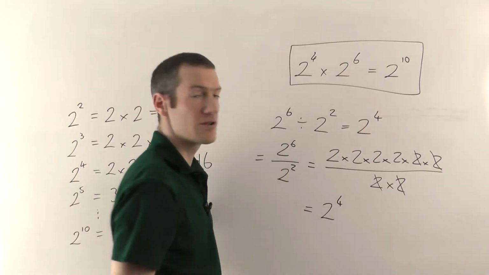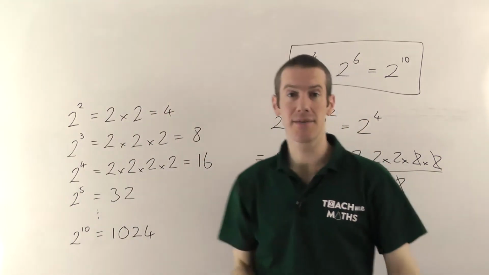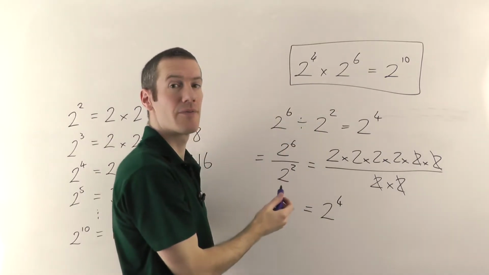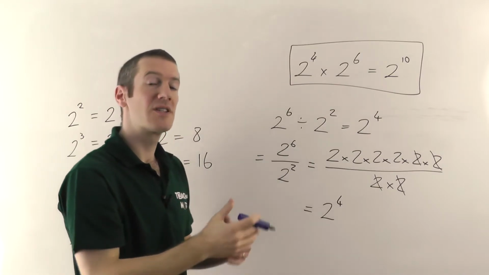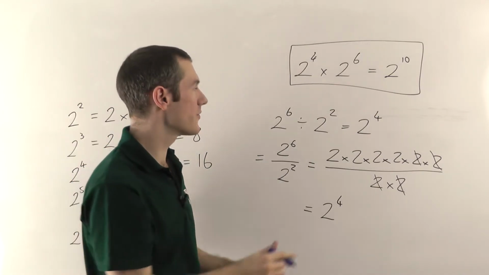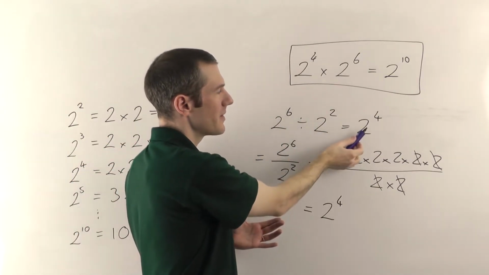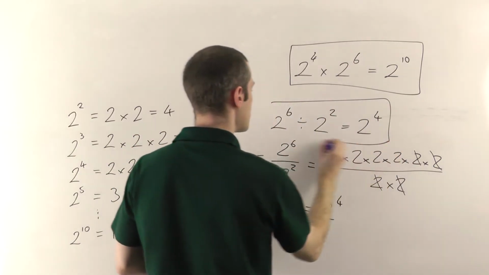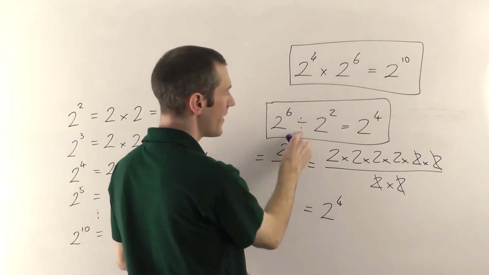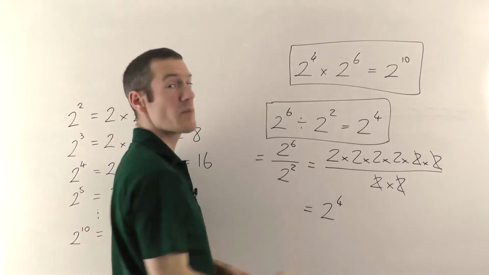So I can just work out what 2 to the power 4 is, well that's 16, without having to work out what these are. So these multiplication and division rules just tend to make life easier for yourself, because you often can simplify the calculation and end up with something that's easier to work out. So that's your second law of indices. If you're dividing, you subtract the powers.